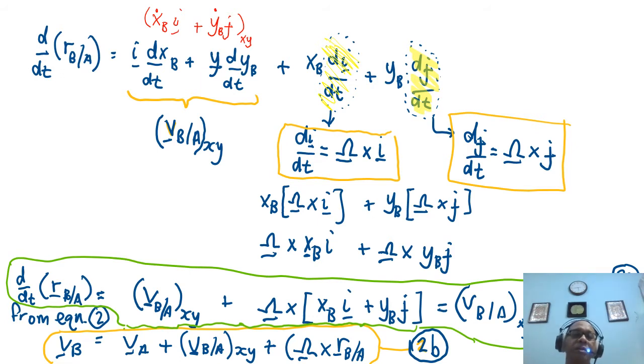So we now substitute di over dt with omega cross i, so we get xb omega cross i, and yb dj over dt we substitute with omega cross j, giving yb omega cross j. Therefore we can write it as omega cross xb i. Yeah, sorry, there's a mistake here.